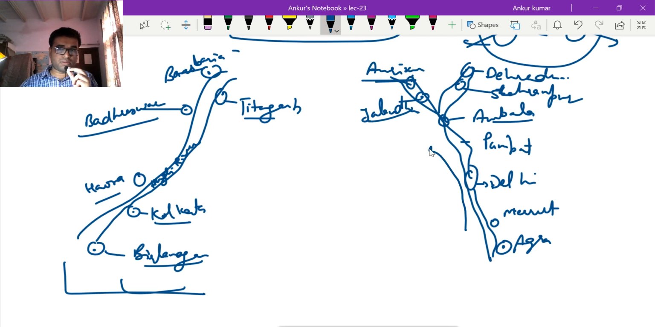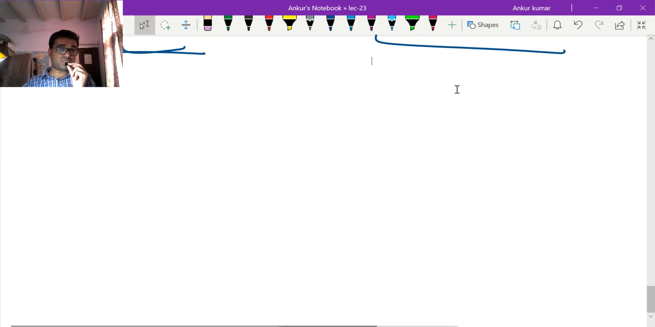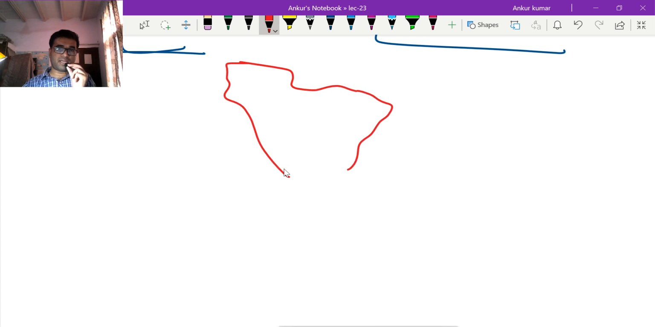So these are the areas of continuous urbanization, and these are the two potential conurbations in India. The largest conurbation is in Japan, and along the western coast of the USA also there is a conurbation. That conurbation is called the Boswas conurbation. A number of conurbations have developed in the world. For example, if this is America.